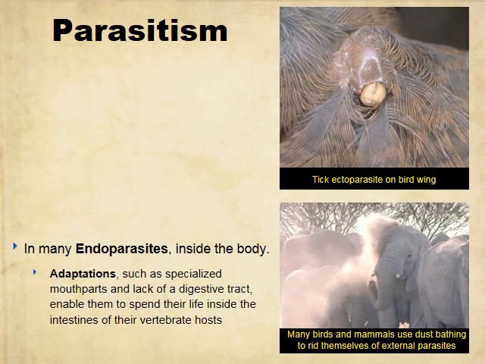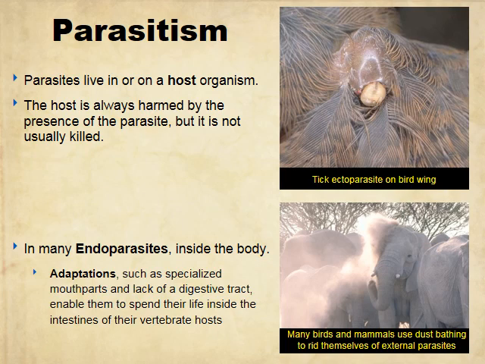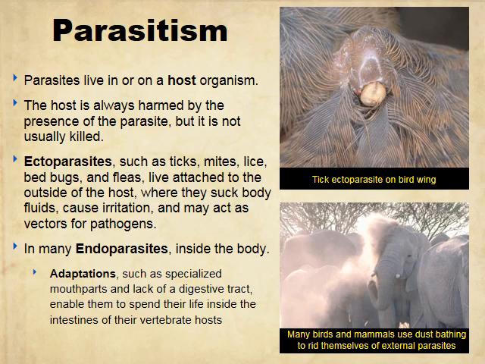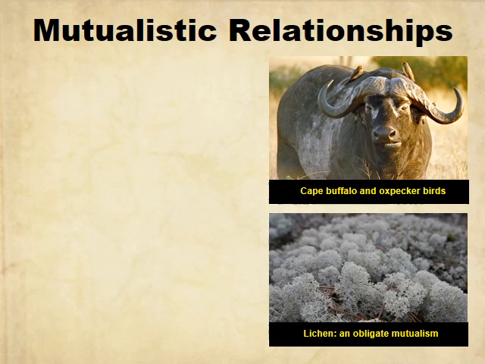So parasitism, you have, here we go. They live in or on a host organism. The host is always harmed, and you have ectoparasites and endoparasites. Ecto are on the outside of the host. Endo is on the inside of the body. Okay, you have things like tapeworms, ringworms, lots of fun worms.